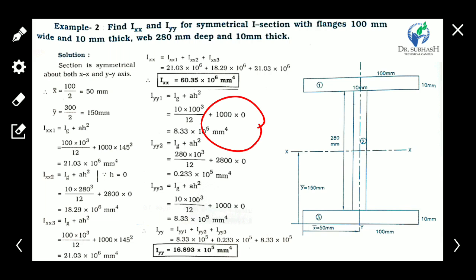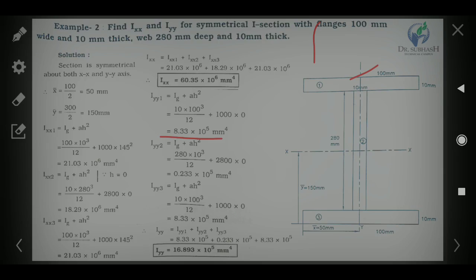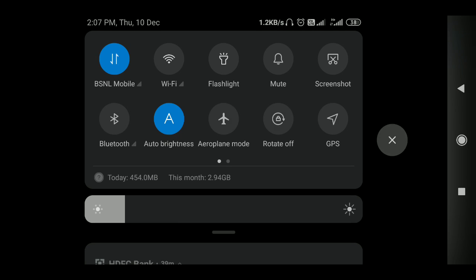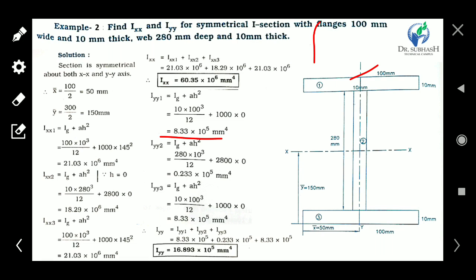Here the h square term is 0, so only Ig is there, and we can get the value of Iy1 for the first element as 8.33 into 10 raised to 5. Okay, now Iy2.